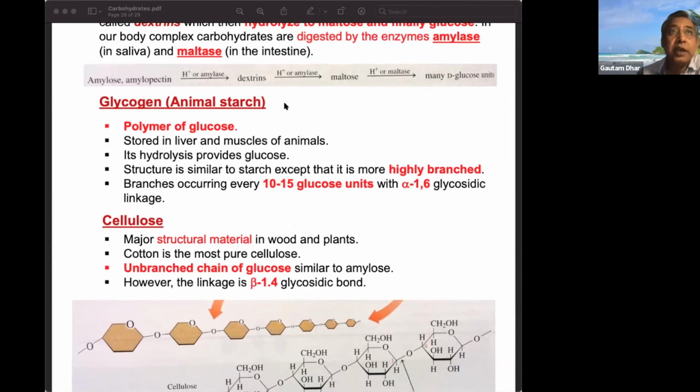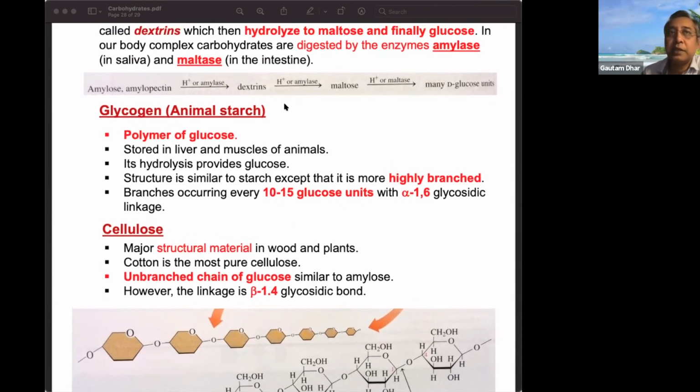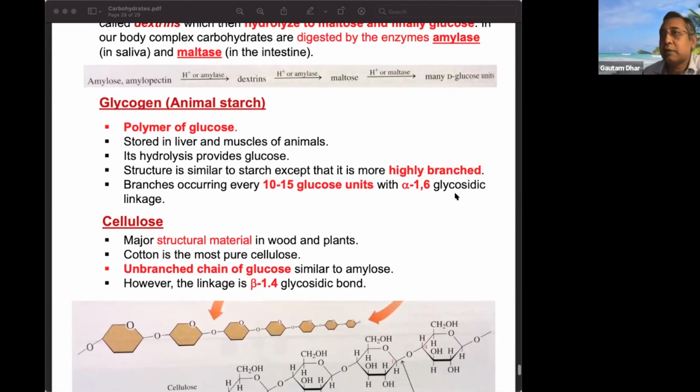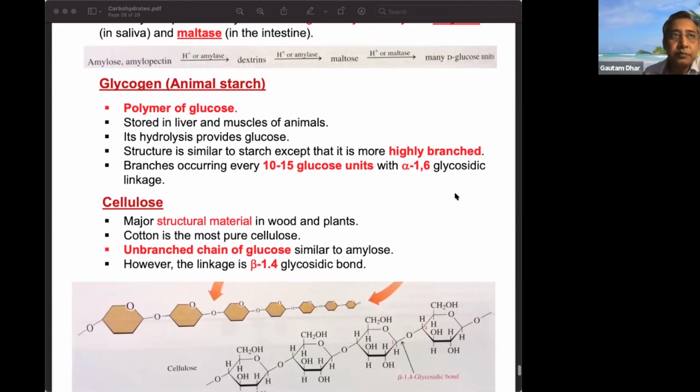Okay, glycogen is similar to starch. It's called the animal starch. It's more dense because it is highly branched. The branching is happening like every 10 to 15 as opposed to 25 for the starch. And they have the same alpha 1,6 glycosidic branching linkage.